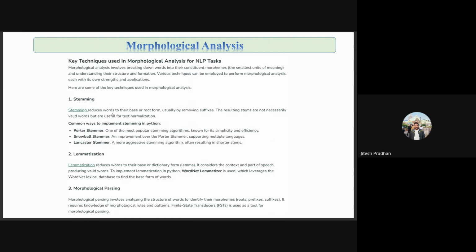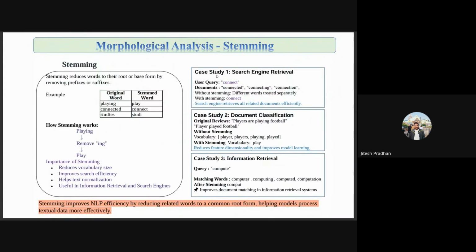So what is stemming? We will discuss it in detail also. We have to understand that these three techniques are used in morphological analysis: stemming, lemmatization, and morphological parsing. Let's see stemming first. The word stemming comes from stem. Stemming reduces words to their root word. It is like cutting the stem so that the tree can grow in the right direction; we do stem clipping. Stemming reduces the word to its root or base form by removing the prefix and suffix. That is called stemming.